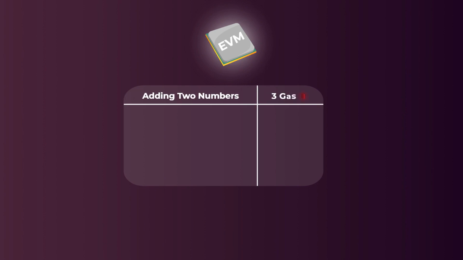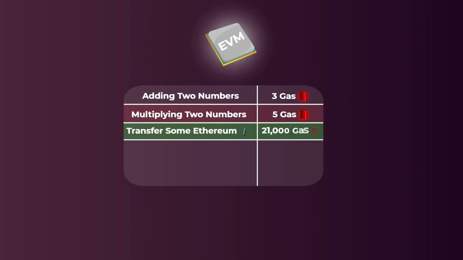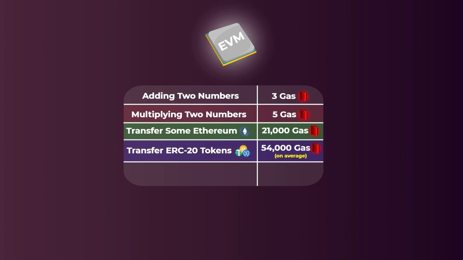It consumes 3 gas units to do a simple computation like adding two numbers together, 5 gas units to multiply two numbers, and 21,000 gas units to transfer some Ethereum coins to another user, and on average, it consumes 54,000 gas units to transfer ERC20 tokens like Tether or DAI.